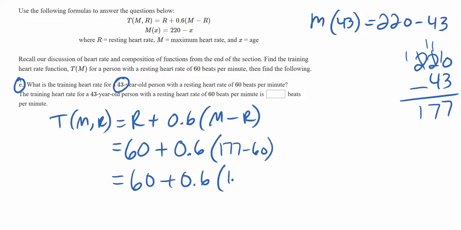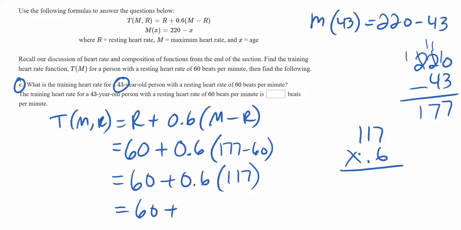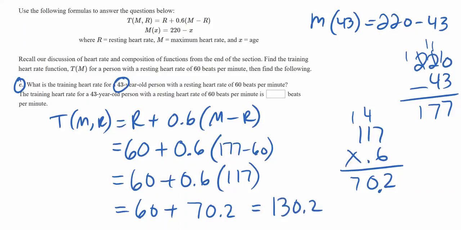117 then, as you subtract that out. All right, then we have to multiply these together. So 117 multiplied by 0.6, and about 70.2 with one decimal place. So then that's going to be 130.2. And again, that does make sense. It's between 177 and 60.